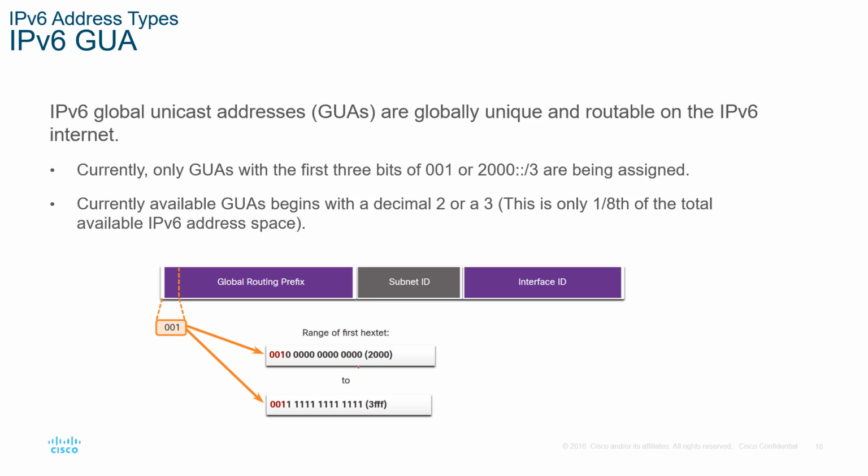Looking at an IPv6 GUA address, basically, it was designed in such a way to allow a very limited number of GUAs on the internet at this time.